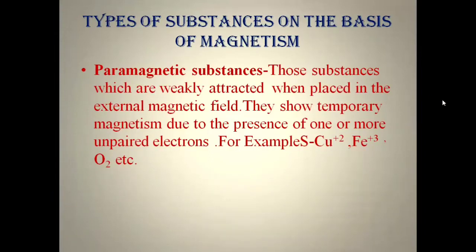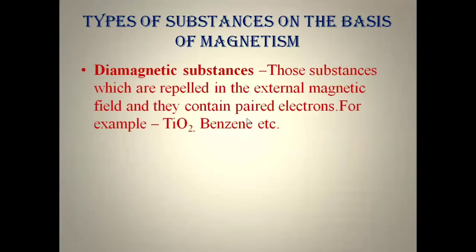Next one is diamagnetic substances. So what are diamagnetic substances? Those substances which are repelled in the external magnetic field. When we place them in an external magnetic field, they get repelled, meaning they move away, and they contain paired electrons. So if one or more unpaired electrons are present, then the given substance is paramagnetic. And if all the electrons are paired, then the given substance is diamagnetic. Examples are TiO2, titanium oxide, benzene, etc. So these are the diamagnetic substances, and they contain paired electrons.